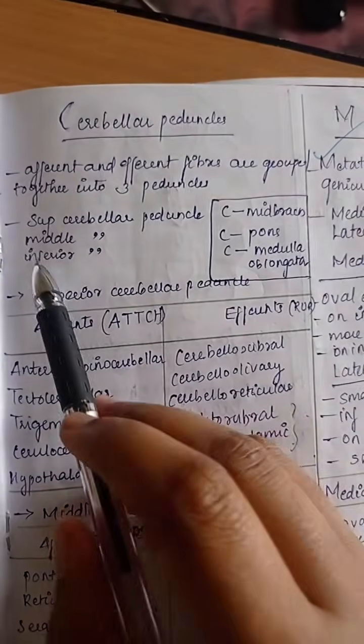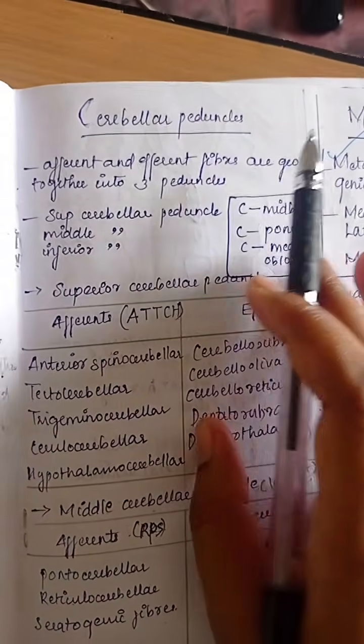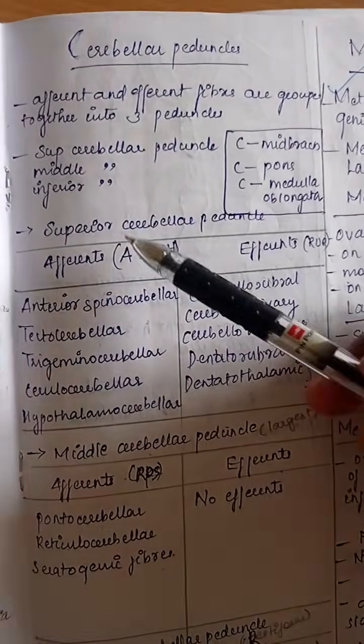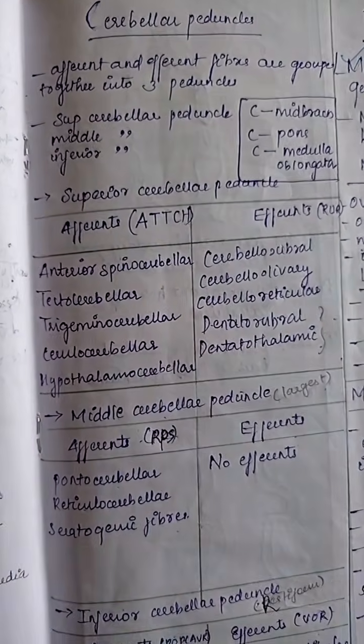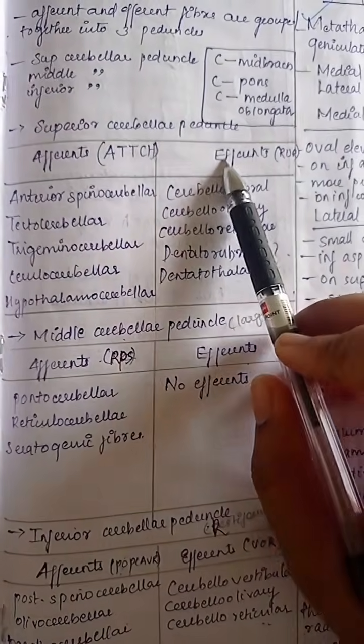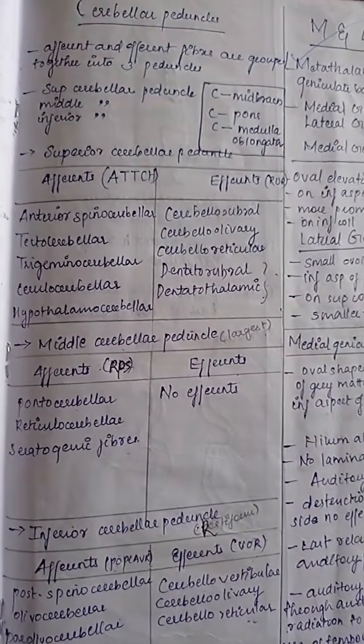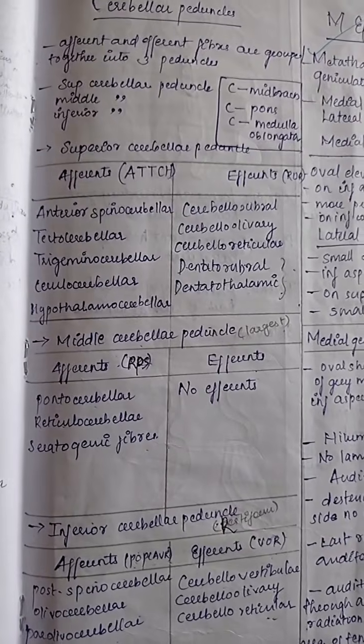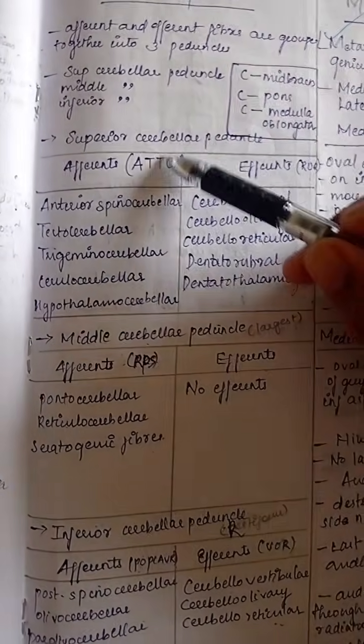The afferents and the efferents are grouped together and known as the cerebellar peduncle, and there are three, as we have already seen. But the main thing is to learn about the afferent and the efferent of each. For the superior cerebellar peduncle, we will see the afferent. We have to keep the code in mind, and then we will be able to decode them and write.